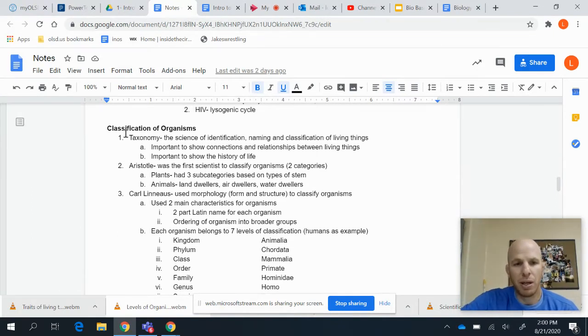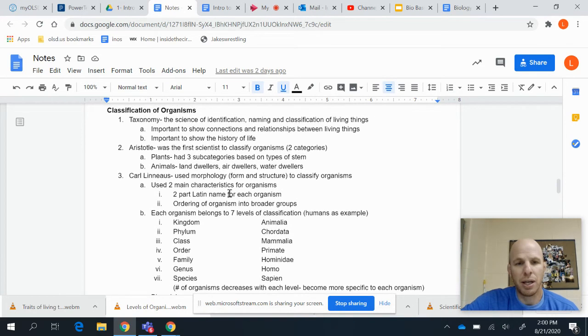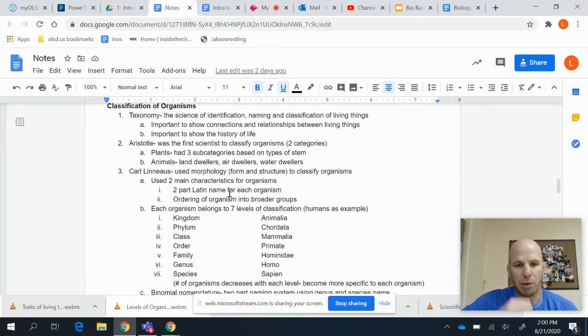So I'm going to be going over these notes here. I don't have this on the PowerPoint just yet. Then we'll go back to the PowerPoint to look at the 7 levels. So taxonomy is the science of identification and naming and classification of living things.